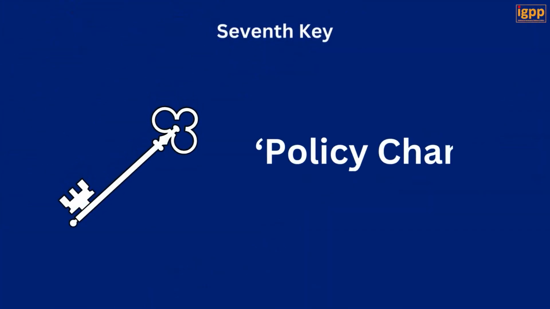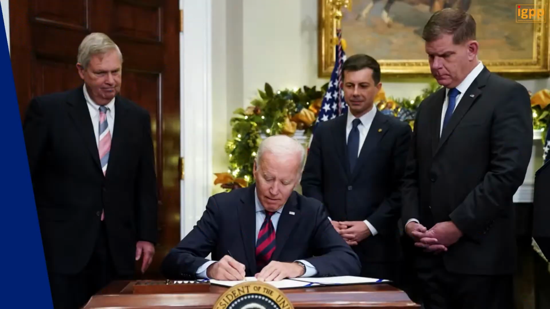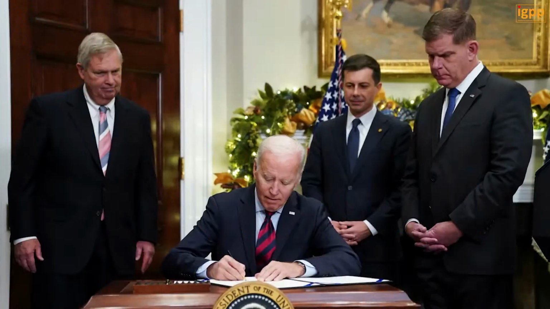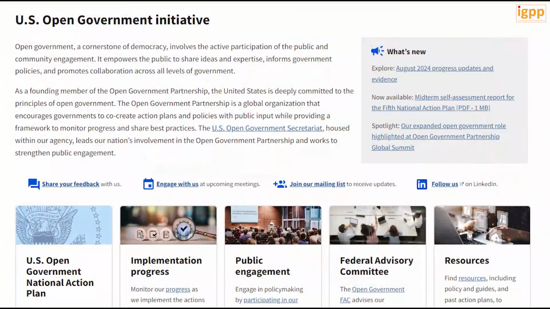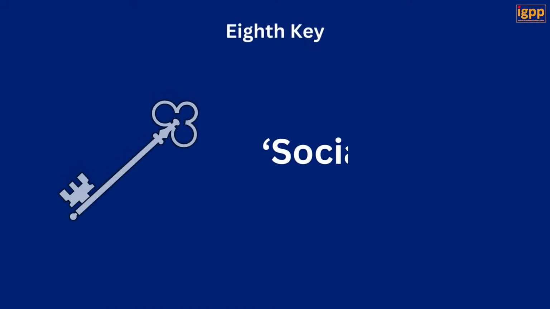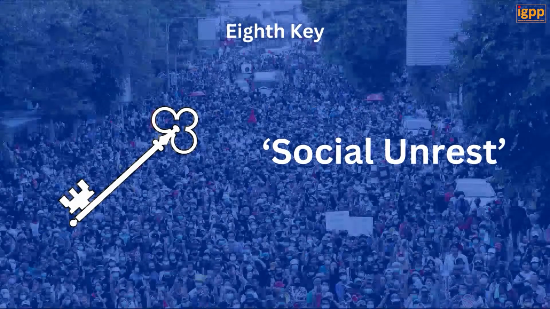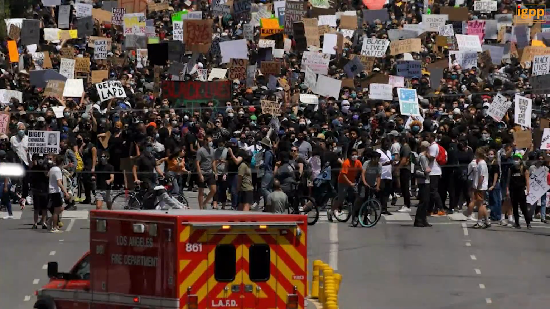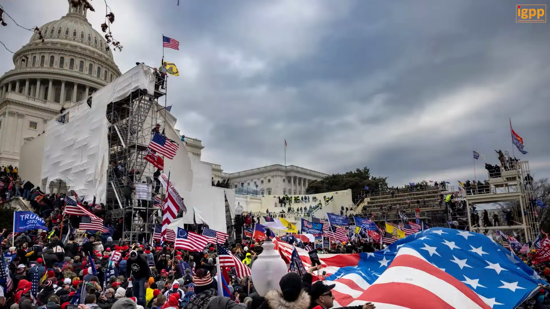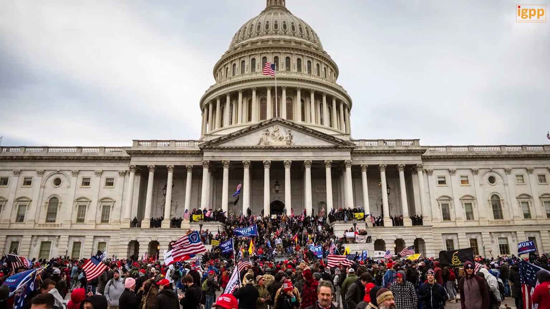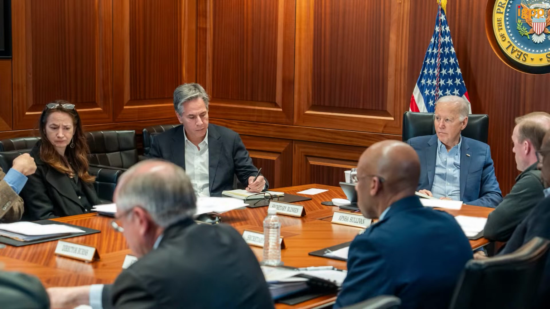Policy change, the seventh key, requires that the incumbent administration implements significant national policy changes. This demonstrates active governance and can positively impact the party's re-election prospects. The eighth key, social unrest, stipulates that there should be no sustained social unrest during the term. Persistent unrest can undermine public confidence in the incumbent administration.